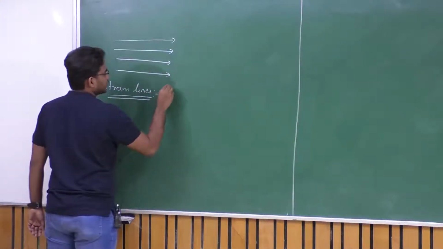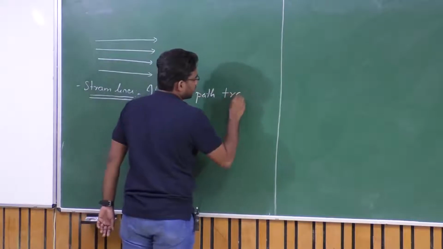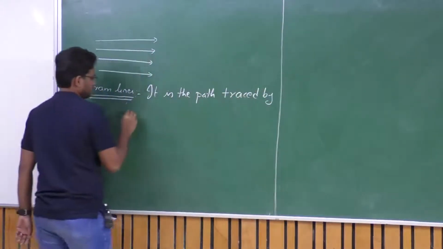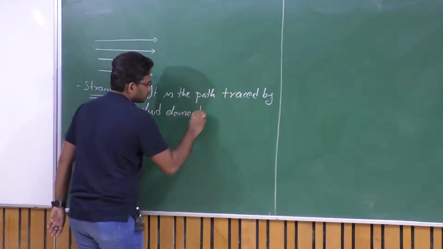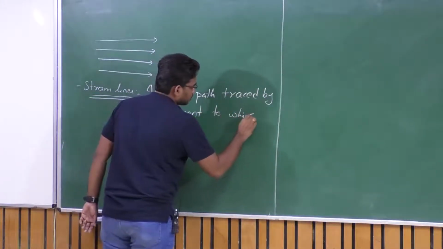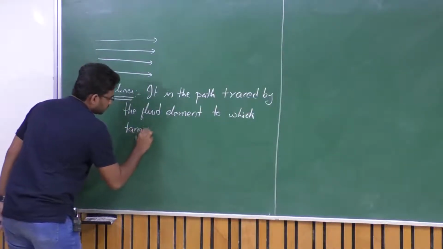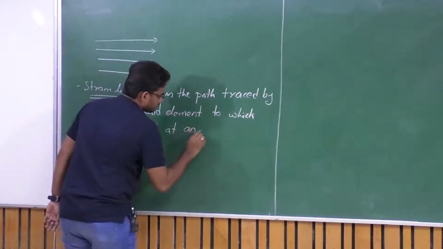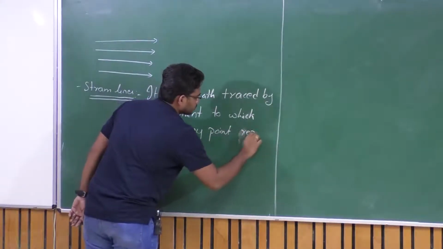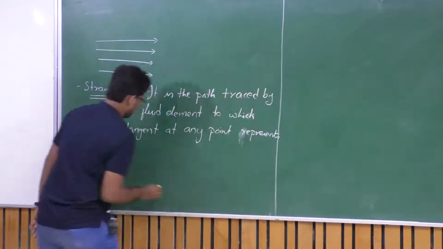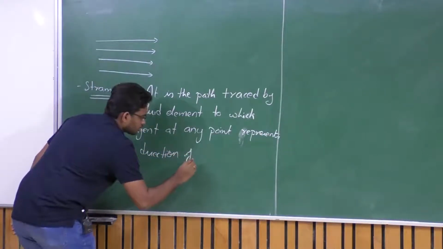By definition, we can say it is the path traced by the fluid element to which the tangent at any point represents the direction of the velocity vector.